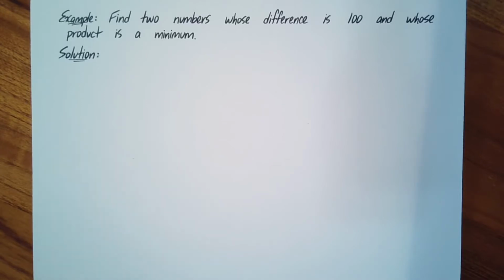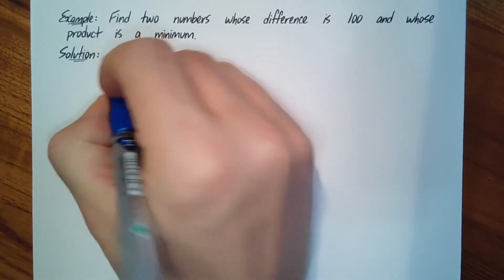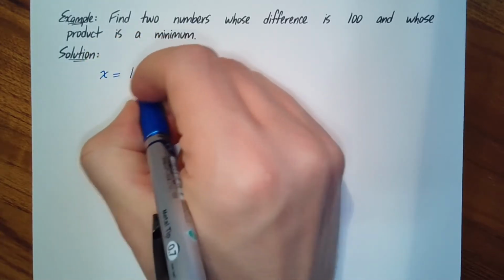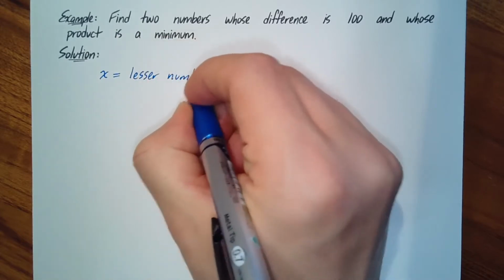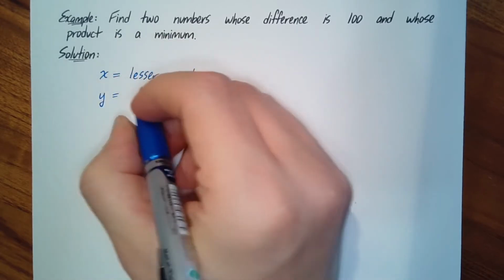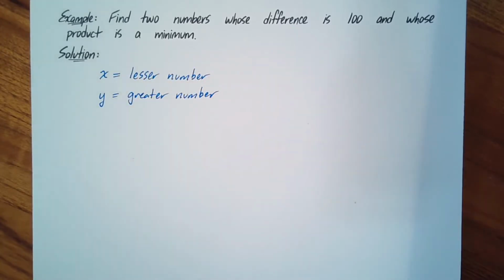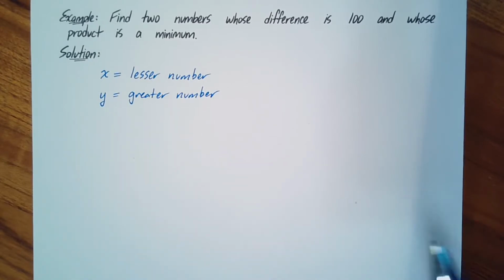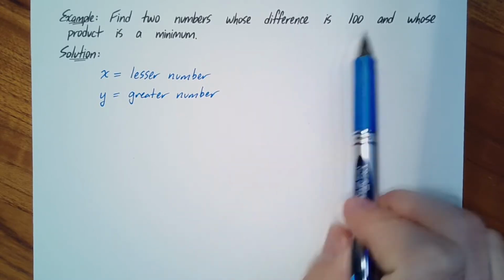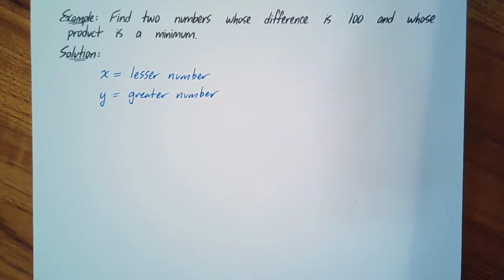But we want to be specific here. Let's say that x is the lesser number and that y is the greater number. It's going to be helpful to actually specify which one's larger and which one's smaller, so that when we go to actually unwind what it means for the difference to be 100, we know which one's being subtracted from which. It just turns out you can make this problem a lot more awkward if you don't specify which of the two numbers is greater and which is the lesser. So that's why I'm going to be specific there.